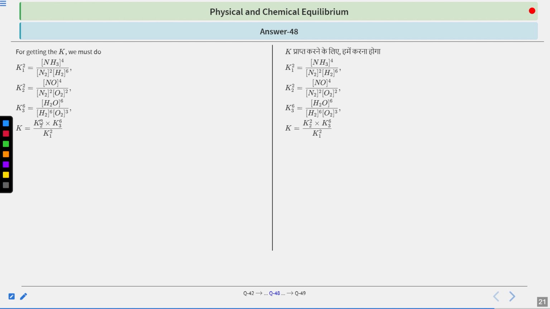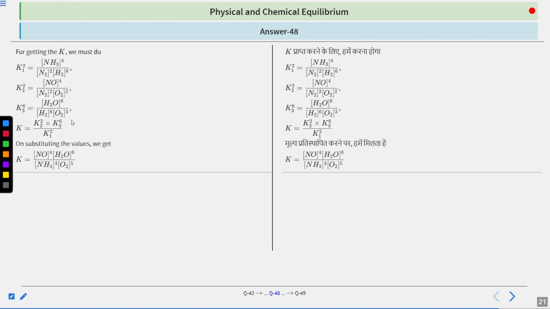Now, if I put all these values in the given option, then this will follow. So, on substituting, you get the actual equation which we are looking for. Clear? So, K is equal to NO raised to the power 4, H2O raised to the power 6, by NH3 raised to the power 4 divided by oxygen raised to the power 5.